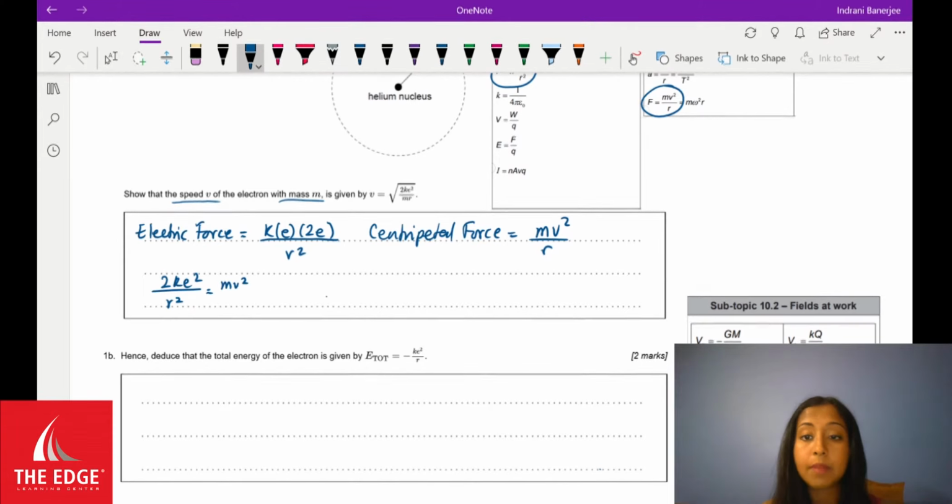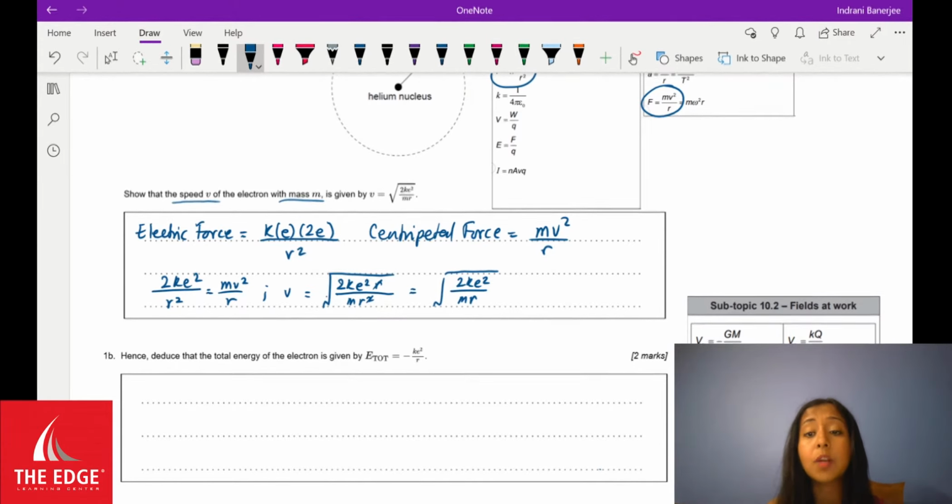Now, I'm happy for you to simplify them however you like. I would write V squared equals 2KE squared over mR squared, and then the R's will cancel, giving us V equals 2KE squared over mR, exactly as they have asked us in the question.